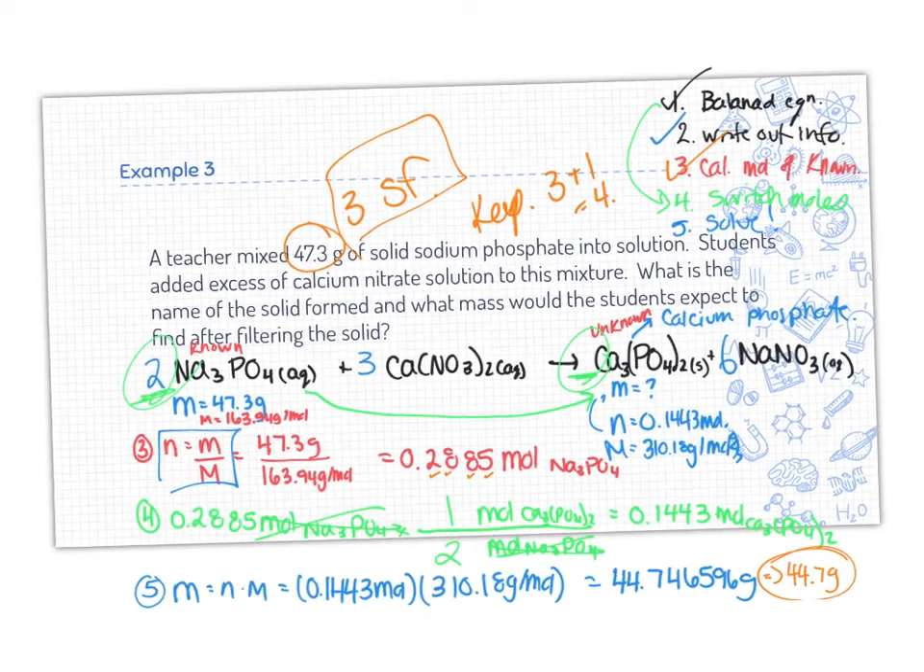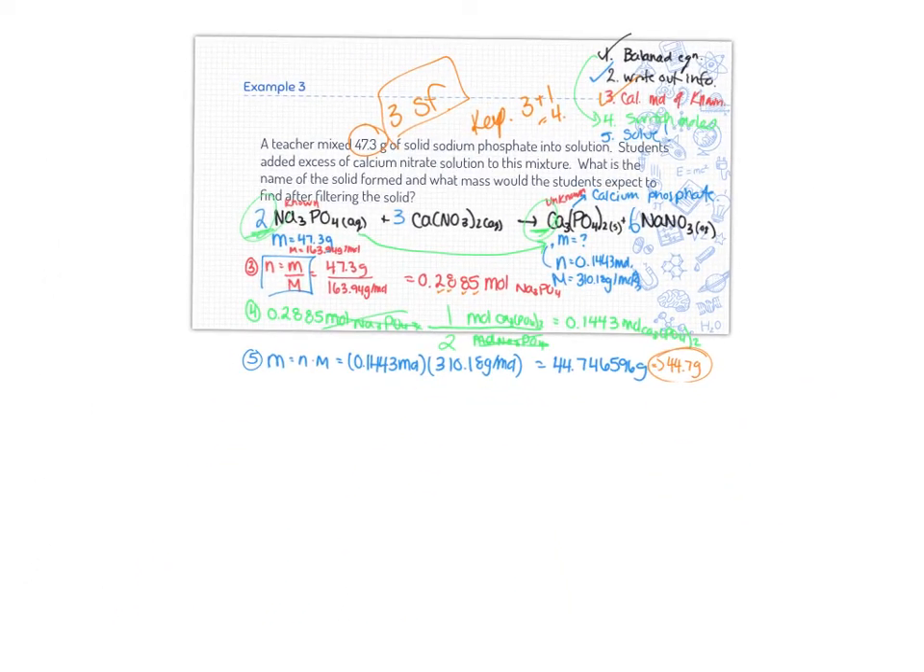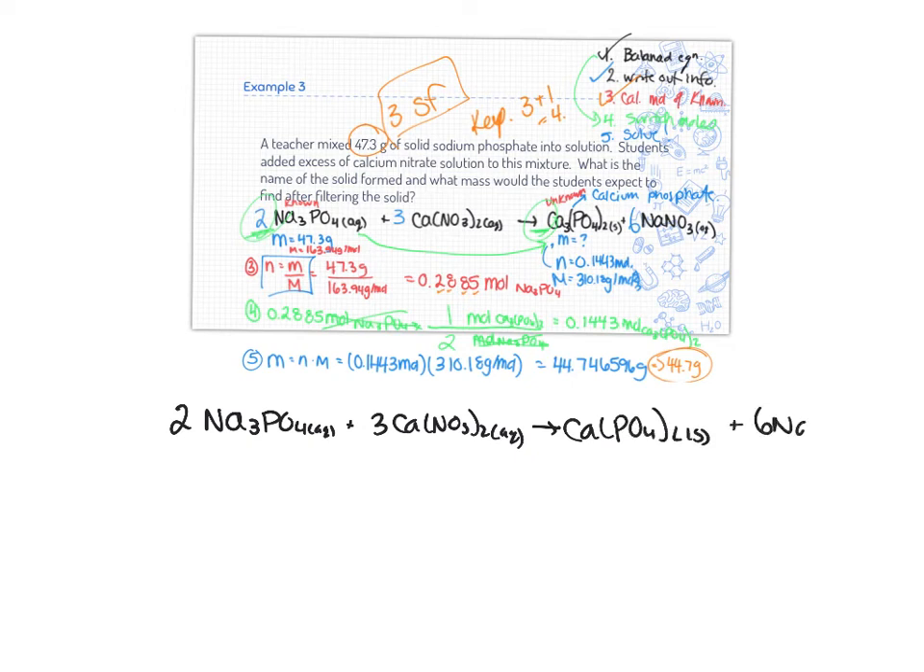Now, there's one other way to do stoichiometry. We're going to take the exact same first 2 steps. So we're going to write out our balanced equation. I'm just going to copy it from above. So 2Na3PO4, 3CaNO3, 2 makes CaPO4, 2, and 6 NaNO3s.